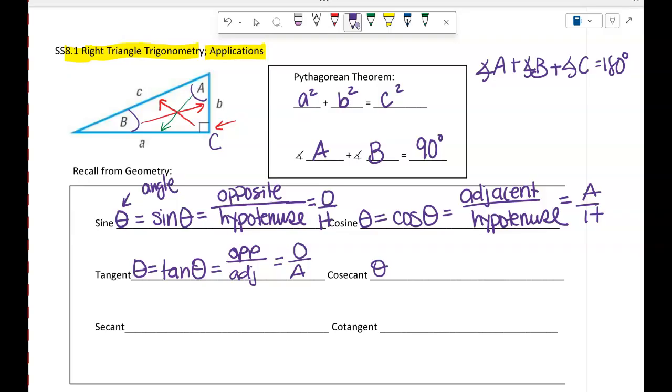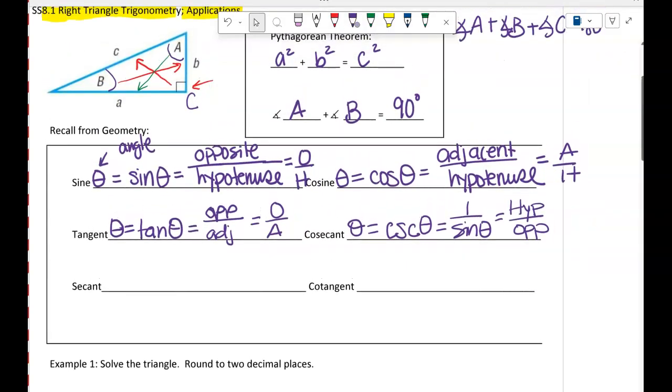Cosecant of theta, abbreviation is CSC of theta. It's your reciprocal function of sine. Okay, so that means it's 1 divided by sine. Well, if sine is opposite over hypotenuse, this is going to be hypotenuse divided by opposite.